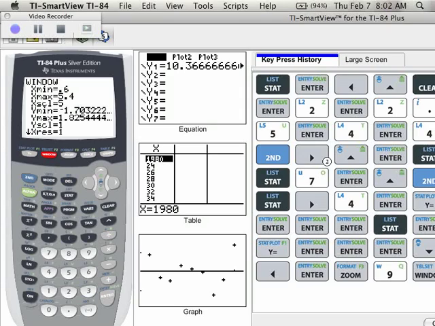My y minimum is negative 1.78. I might go with negative 2. My y max is 1.8. I might go with positive 2. And then I'm just going to plot these points.